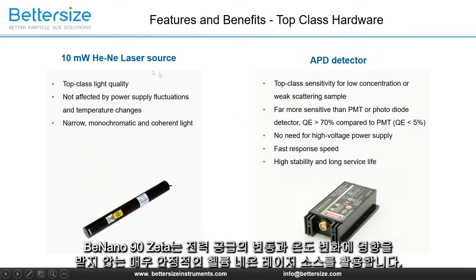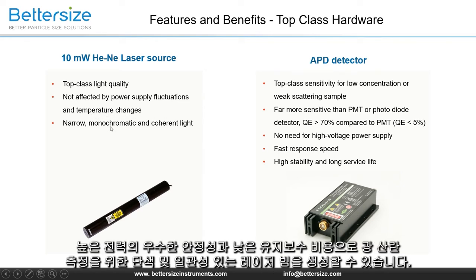The BeNano 90 Zeta utilizes a helium-neon laser source, which is highly stable and not affected by power supply fluctuations and temperature changes. It can generate a monochromatic and coherent laser beam for the light scattering measurement with high power, excellent stability, long life, and low maintenance cost.